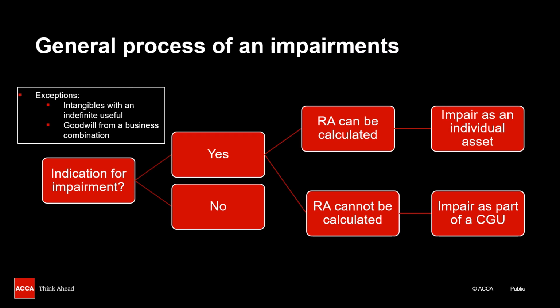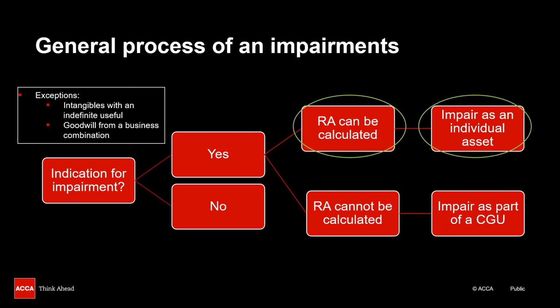Now that we have a basic understanding of what an impairment is, let us look at the general process of individual assets and CGUs. As previously mentioned, an entity should establish at each reporting period whether there is any indication that an individual asset may be impaired. Should an indication exist, the entity shall estimate the recoverable amount of the asset, and should the carrying amount of the individual asset exceed its recoverable amount, the asset should be impaired.